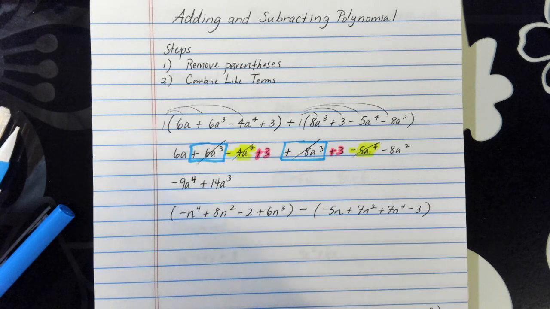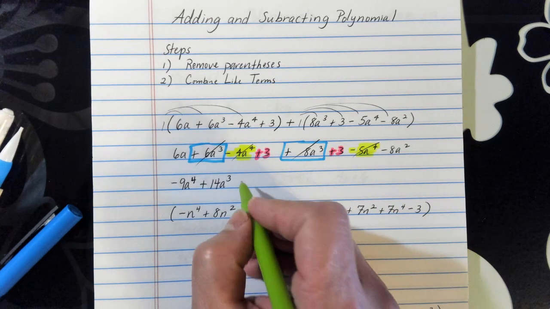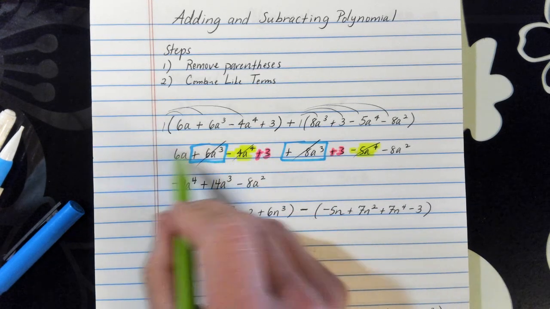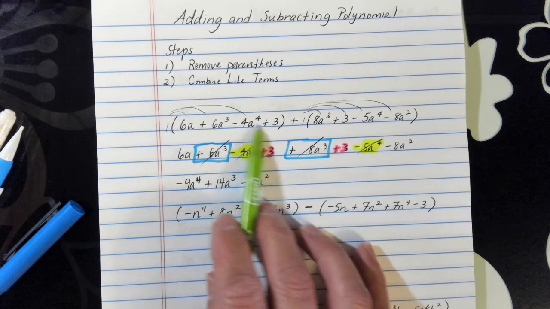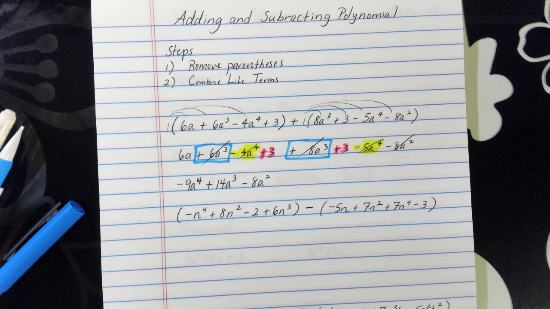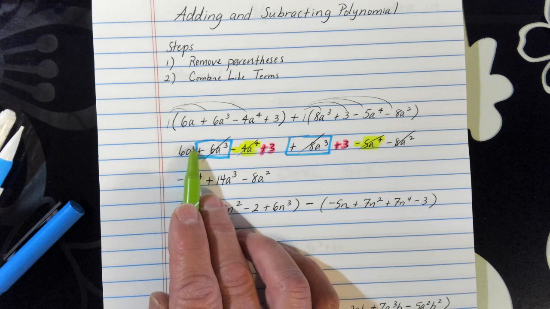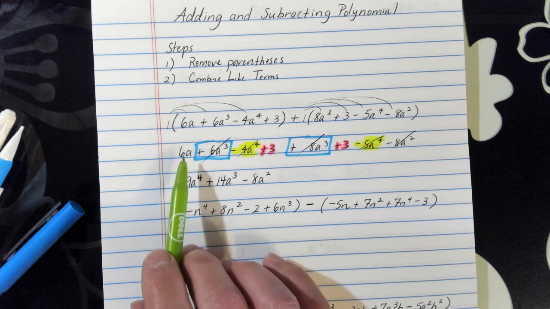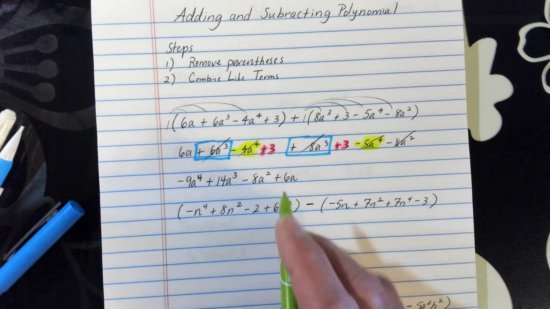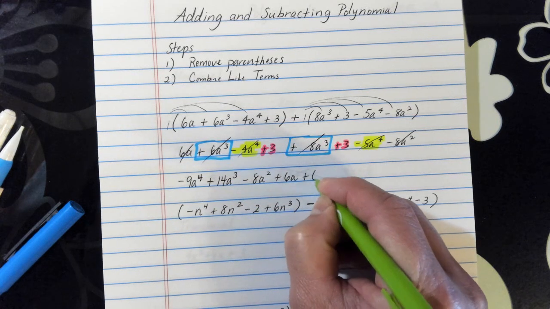Then the next highest exponent is this one right here. It's not getting combined with anything else because the first addend did not have anything with a squared. And this is the next highest exponent. Remember, if you don't see an exponent, it's a 1. So positive 6a, and then you've got that positive 3 and that positive 3, which makes positive 6.